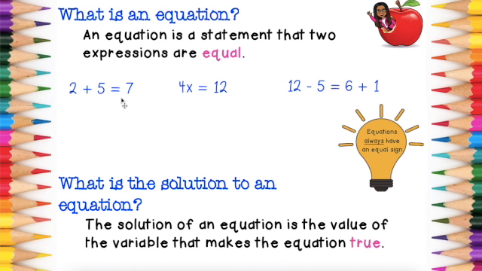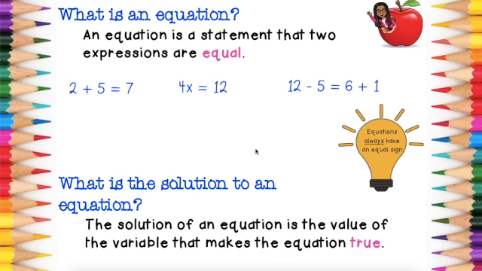Let's look at our second example. We have 4x is equal to 12. So again, we have the expression 4x, and we have the expression 12, and they are joined with an equal sign, which makes this an equation.